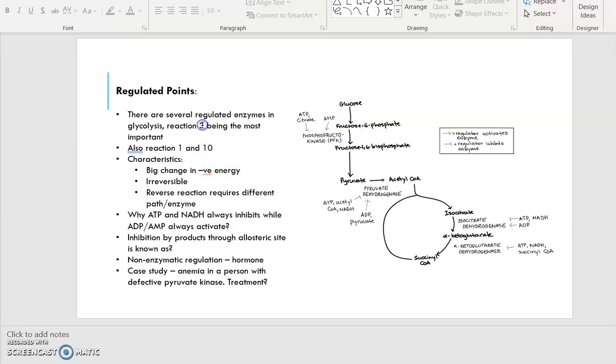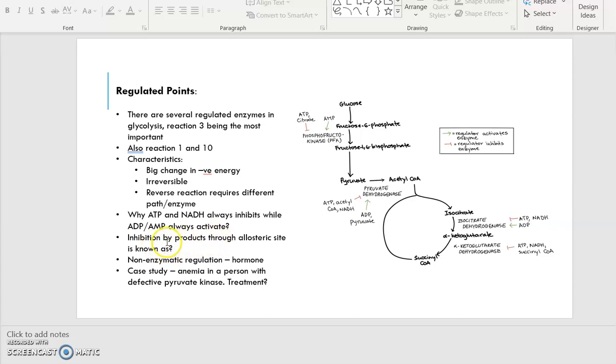Like I told you, reaction 3 is the most important, but reactions 1 and 10 are also regulator points, though not as important as reaction number 3. The characteristics, as I told you before, are a big negative change in energy, the delta G, irreversibility, and the reverse reaction requiring a different enzyme path. Why do ATP and NADH always inhibit while ADP or AMP always activate, like I told you before? This shows whether the cell has enough energy or not.